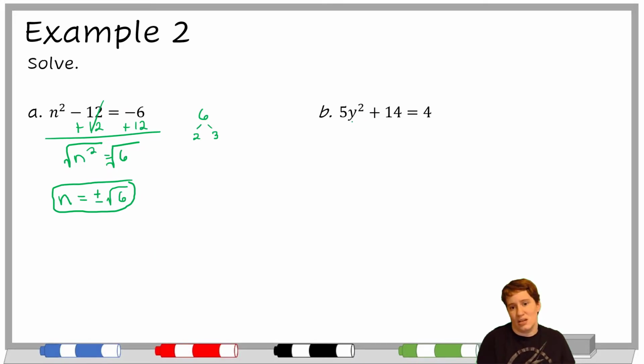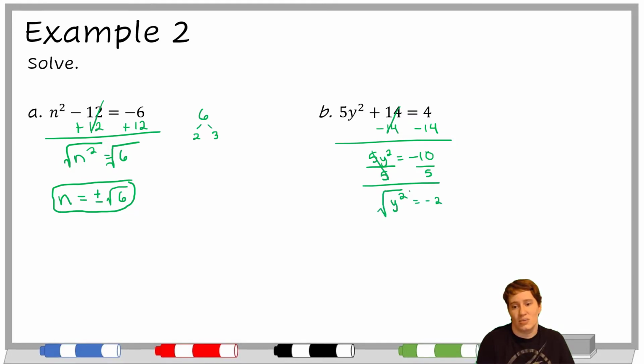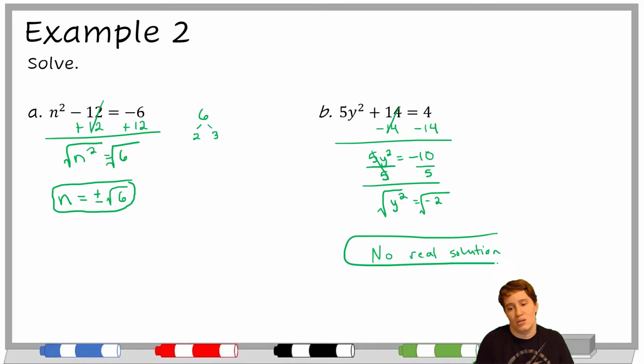Okay, let's solve this for y. So I'm going to subtract 14 from both sides and get 5y squared equals -10. And then I need to divide both sides by 5 and get y squared equals -2. So then we can square root both sides, and square rooting a -2 gives me no real solution. I can't do that. I don't have the knowledge as an Algebra 1 student to know what that equals, so it's no real solution.